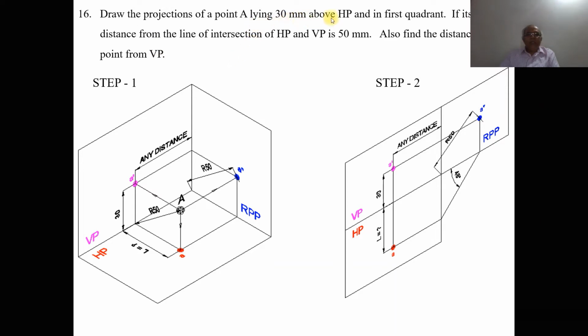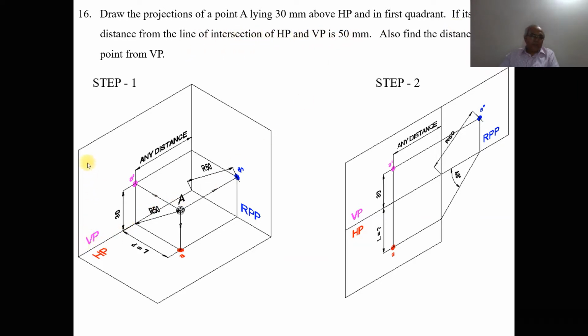So here it says it is 30 mm above HP and in first quadrant. Since it is in first quadrant, we have VP, HP and RPP. He has not mentioned which profile plane, but we are considering the right profile plane for simplicity so that we can see it directly. If its shortest distance from the line of intersection of HP and VP is 50 mm.